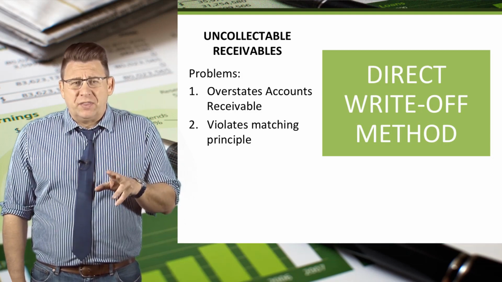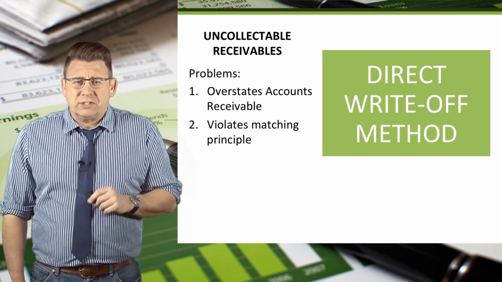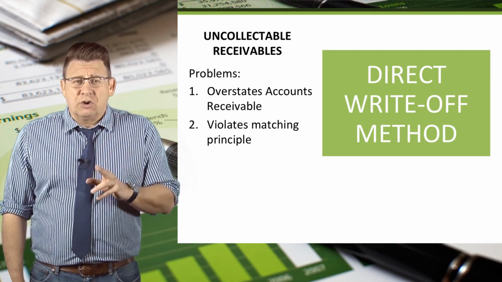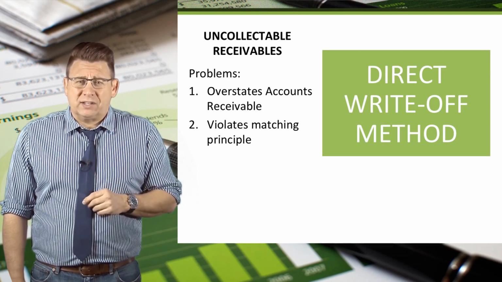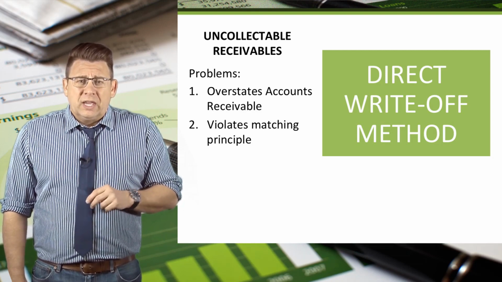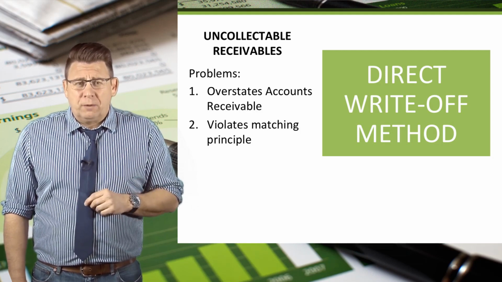The direct write-off method always reports accounts receivable at their full amount. So assets are overstated on the balance sheet, assuming some accounts won't be collected in the future. It does not match bad debt expense against revenues very well.